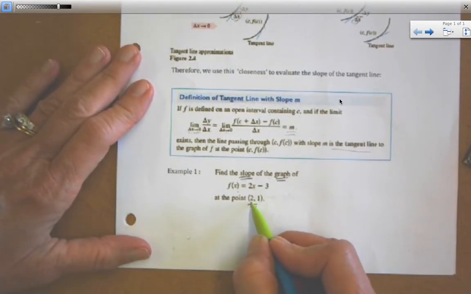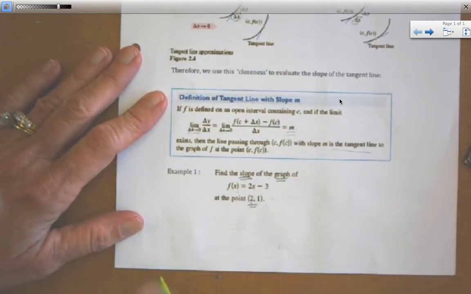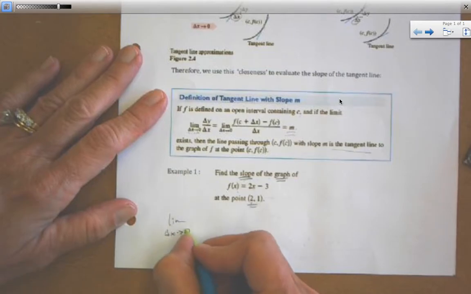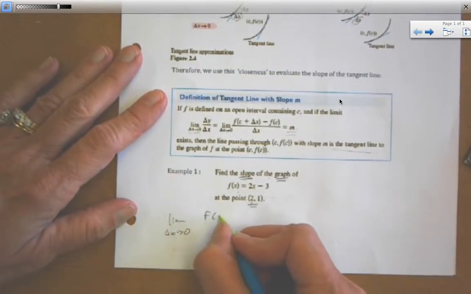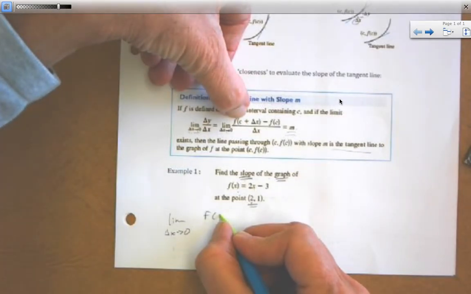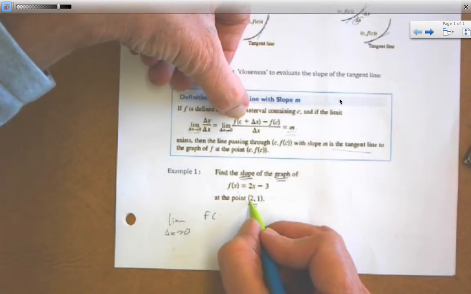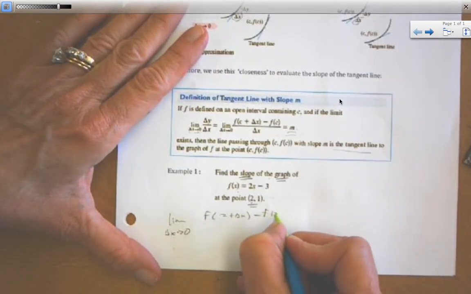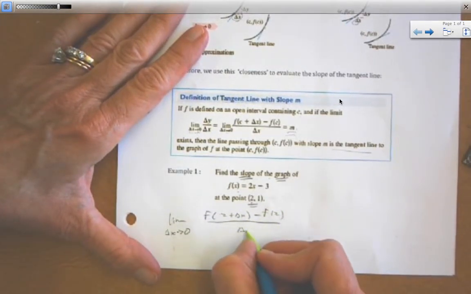So let's find the slope, the instantaneous rate of change at one location, at a point, and the point is at 2, 1. So the limit as delta x approaches 0 of f of, all right, now remember I'm going to be at one location, C, so my C location is 2 plus delta x minus f of 2 all over delta x.